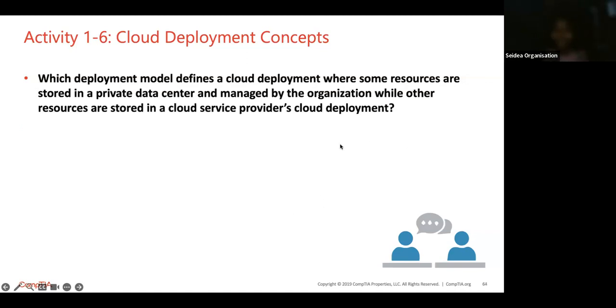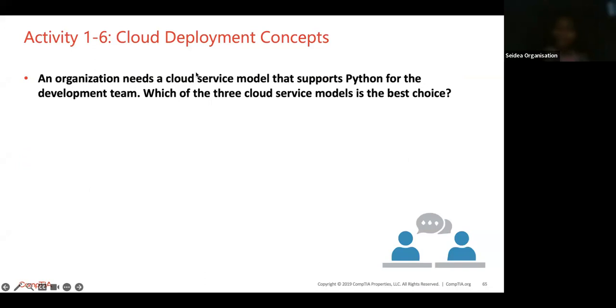Second question. Which deployment model defines a cloud deployment where some resources are stored in a private data center and managed by the organization, while other resources are stored in a cloud service provider's cloud deployment? Okay, I'm seeing hybrid. Okay, and everyone is right, it's hybrid.